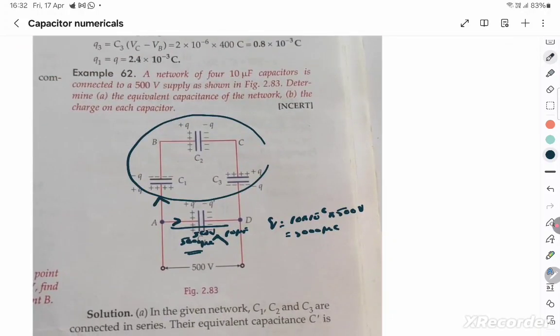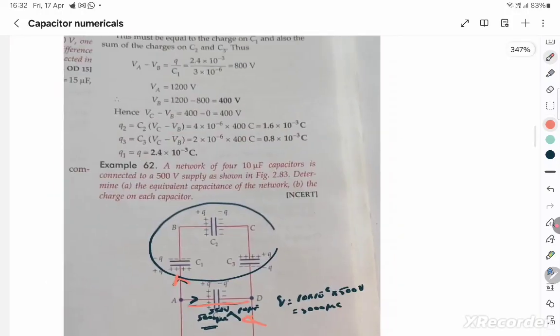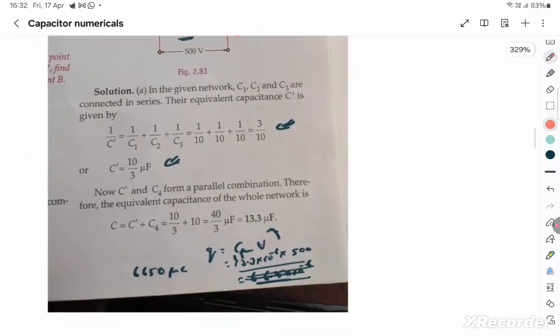I hope you understood. This is so easy, no? If you know this is 500 volts, you can immediately find the charge that's flowing through here. Find the total charge and subtract it to find the charge that's flowing through the balance of the circuit. So the 62nd sum is over. Let's go to the 63rd question.